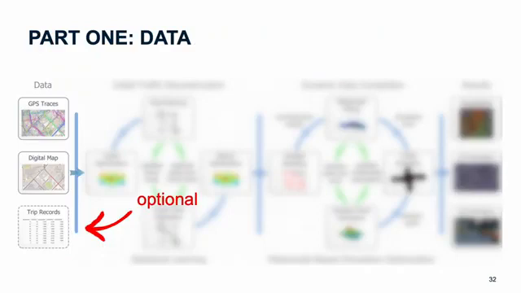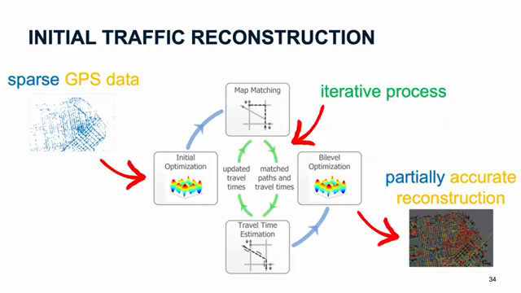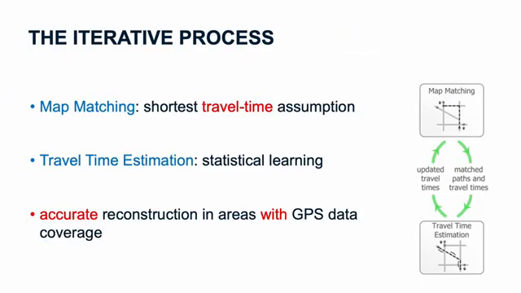Here is an overview of our approach. First, we assume our input data include GPS traces and a digital map, possibly with optional trip records. Part one of our approach is the initial traffic reconstruction. During this initial traffic reconstruction phase, we are given this sparse GPS data. We would estimate this initial optimization step by performing the map matching algorithm using the shortest travel time assumption. And then we would perform the travel time estimation using statistical learning. We would then iterate between the two steps to improve one another until it converges.